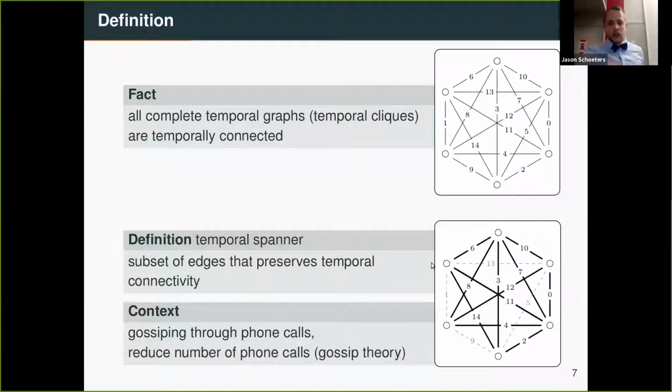Now, as a context, you may see this as some people who have some gossip they would like to share, and they also would like to be aware of all the gossip in, say, a community. And so maybe they arrange some phone calls between every pair of people. And so a temporal spanner may represent a way to reduce the number of phone calls. This is not just a context taken out of nowhere. This concept of temporal spanner is actually very close to gossip theory, and some lower bounds from gossip theory apply to our problem of temporal spanners.